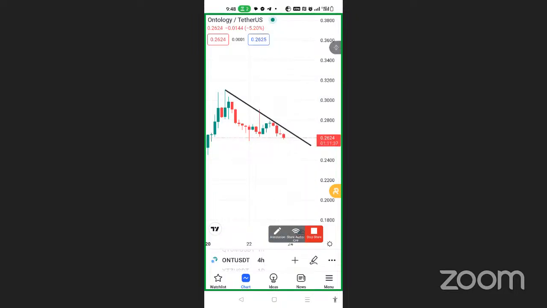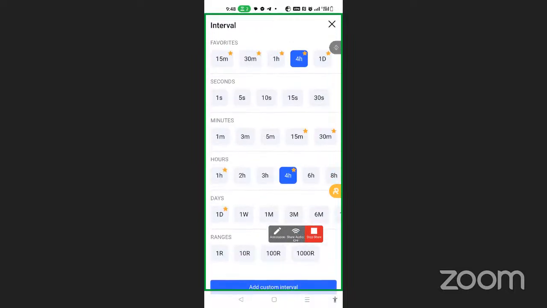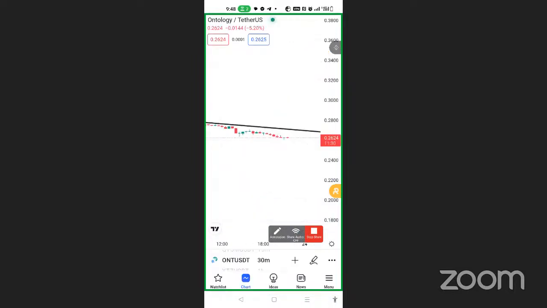So once I get this, I wait for a breakout. Where? In the 30 minutes time frame. So if a trend line of 4 hours is broken, let me repeat. If a trend line of 4 hours is broken by a 30 minutes chart, then be confident about it.